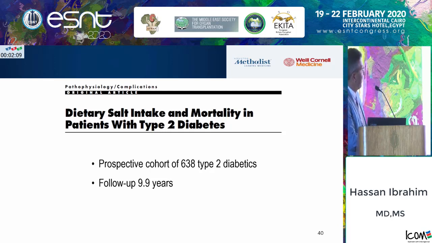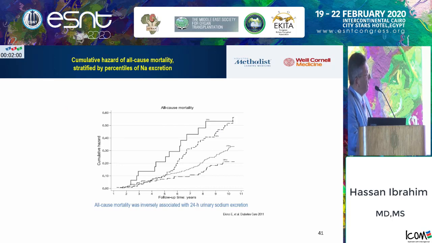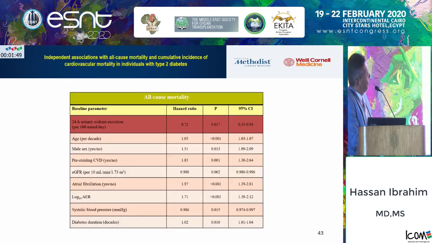Let me show you this paper from Diabetes Care. This is the largest study ever done on type 2 diabetics, with follow-up of 9.9 years, asking what salt intake does to mortality. The short answer: people in the lowest quartile of sodium intake were more likely to die. And if I show you the details, for every increase of 100 millimoles of sodium a day, you were 28% less likely to die from cardiovascular disease.